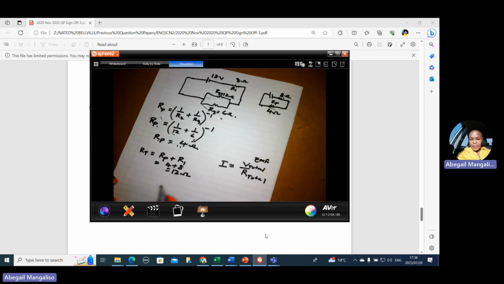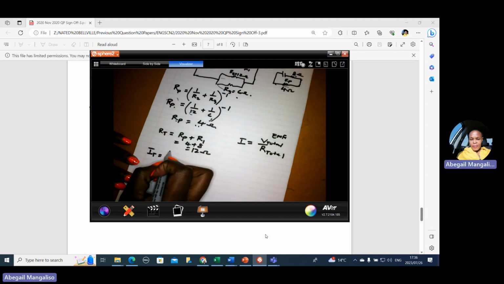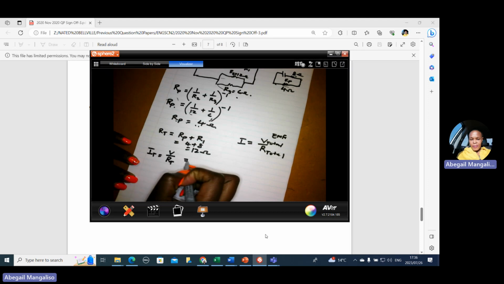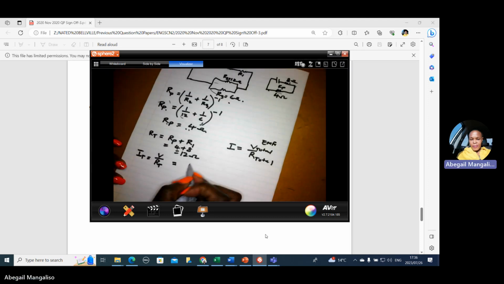Then we can calculate the I total. IT will be equal to V or EMF divided by R total. Where there is voltage, it was given as 18 volts. So it's 18 divided by 12. Use your calculator to get what is the current. 18 divided by 12 is 1,5. So this is 1,5 amps.